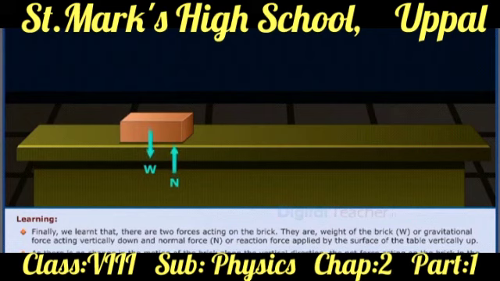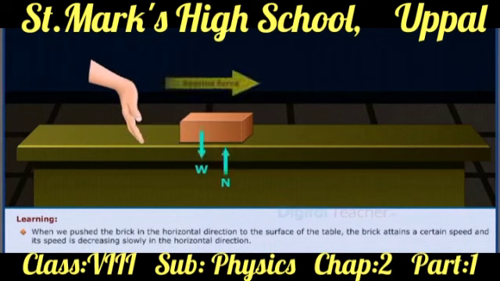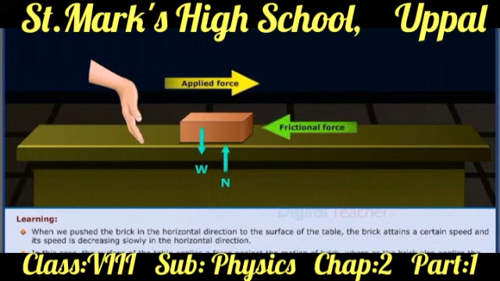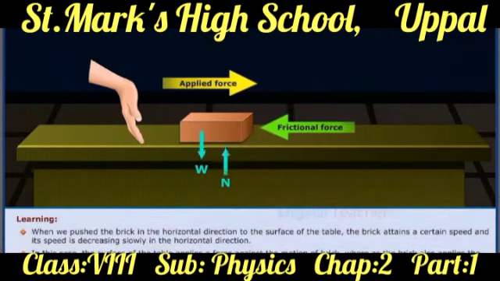As there is no change in the motion of the brick along the vertical direction, the net force acting on the brick in the vertical direction is equal to 0. When we push the brick in the horizontal direction to the surface of the table, the brick attains a certain speed and its speed is decreasing slowly in the horizontal direction. In this case, the surface of the table applies a force against the motion of the brick, whereas the brick also applies the same amount of force on the surface of the table in the opposite direction.